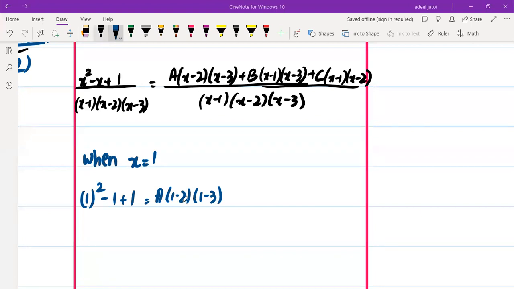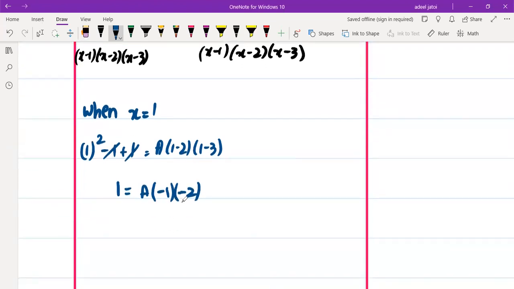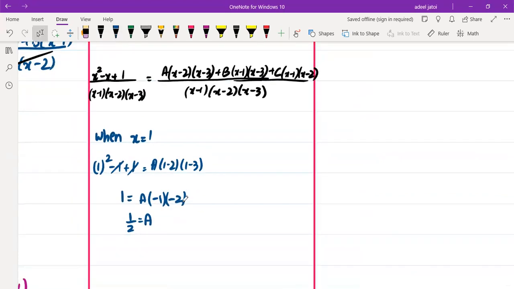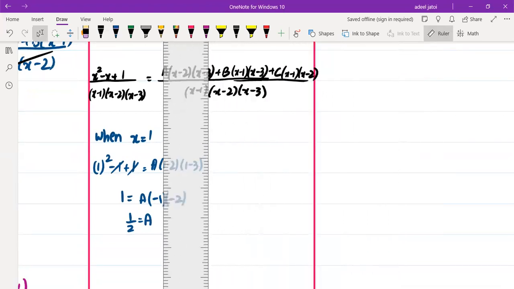So what we can do is write down the value: 1 square minus 1 plus 1 is 1, whereas a times 1 minus 1 and particularly 1 minus 2. So minus 1 times minus 2 is 2, and 2 will be divided on the other side. Then similarly, we already know this, that we have the other value as well.